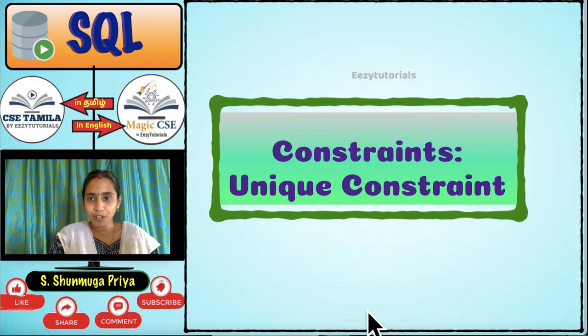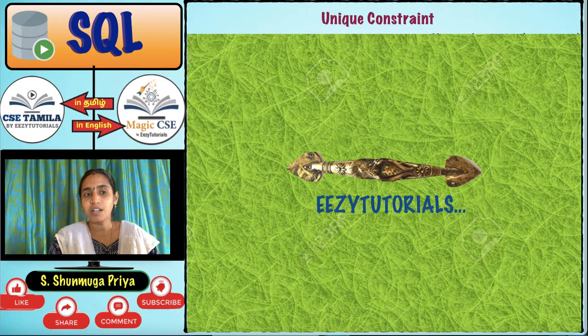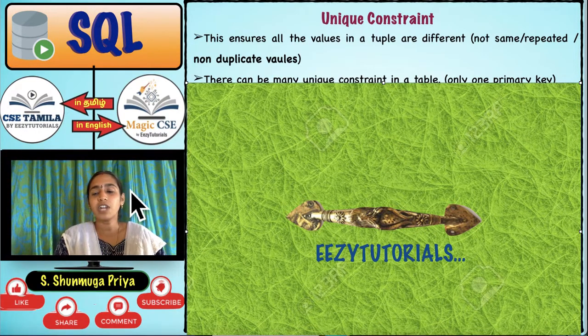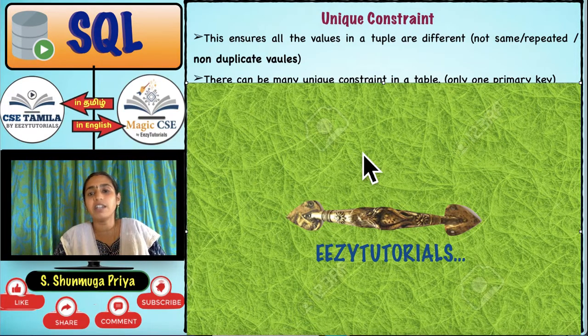In this video, we are going to see the unique constraint. The unique constraint will deny duplicate values. Suppose for a column you are introducing a unique constraint, it ensures that all the values present in that column are different from one another. That is, they are not repeated, not the same, not duplicate. They are very unique. That will be ensured with the help of this unique constraint.